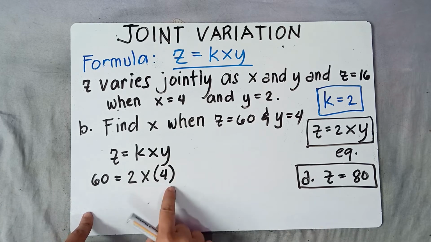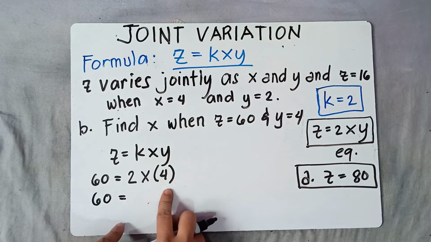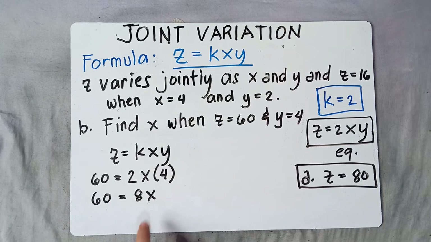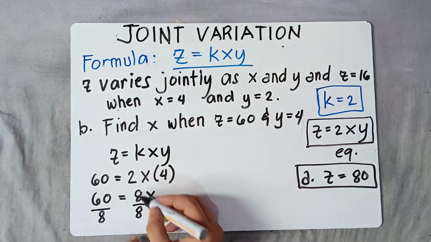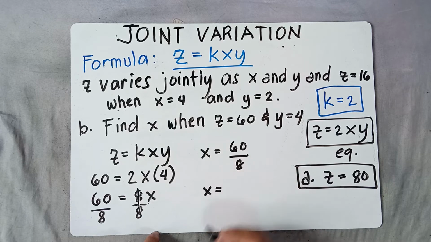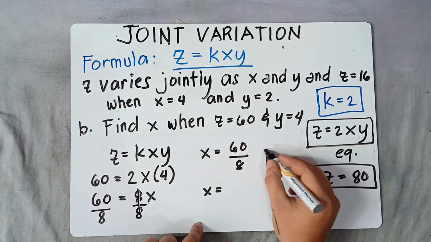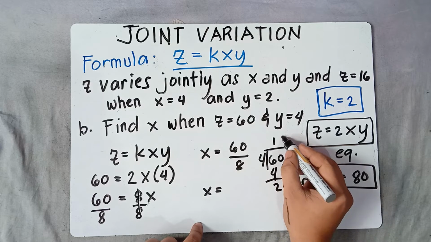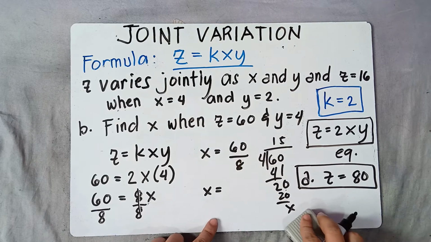So multiply these numbers, 2 and 4. So 2 times 4, that's 8. So 60 equals 8x. Alright. Now to get the value of x, divide both sides by 8. So x equals 60 over 8. Sir, can we reduce this one? Yes, let's try. I think we can reduce this one by 4. So 60 divided by 4. Let's try. 60 divided by 4. 4 goes into 6 once, 1 times 4 is 4, remainder 2. Bring down 0. 20. 20 divided by 4 is 5. 5 times 4 is 20. Right, 15. Okay, so 60 divided by 4 is 15.